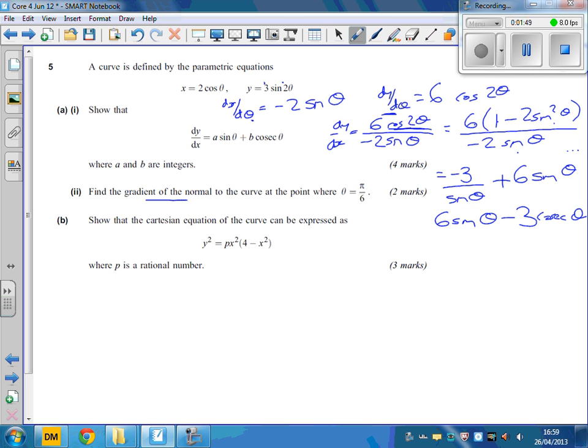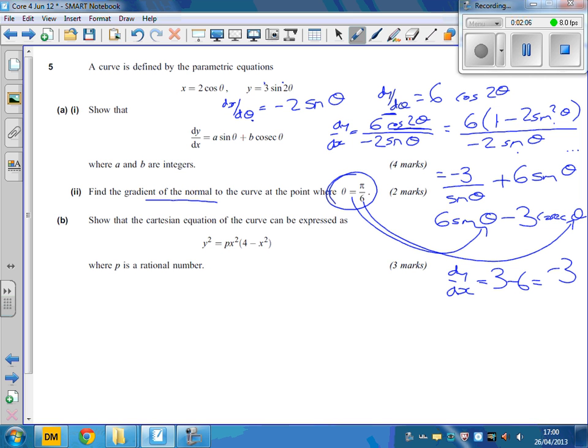Find the gradient of the normal to the curve when theta equals pi over 6. So let's stick theta equals pi over 6 into those two values there. And when we stick theta equals pi over 6 into those two values, we get 3 take away 6, which is minus 3. Did it ask for the gradient of the tangent? No, it asked for the gradient of the normal. So we need to flip it upside down and make it negative. And there we're going to get our third.